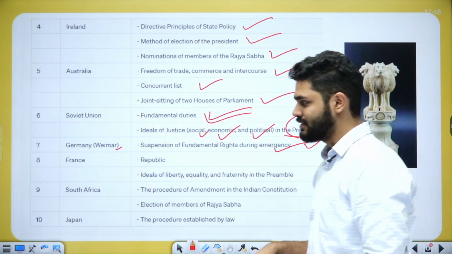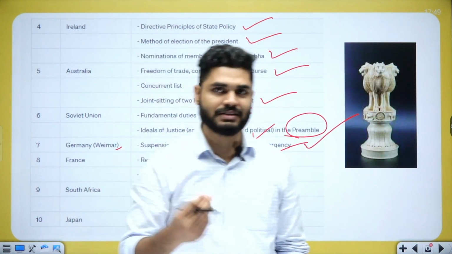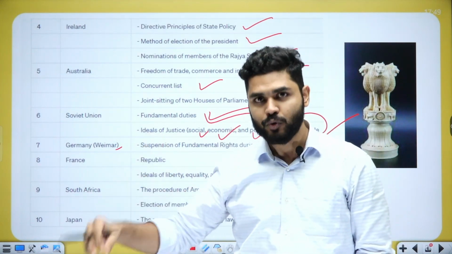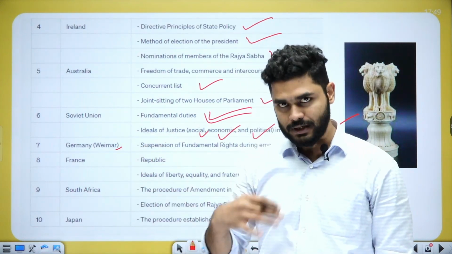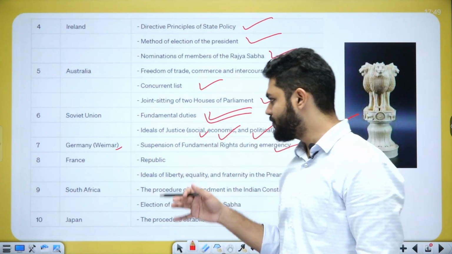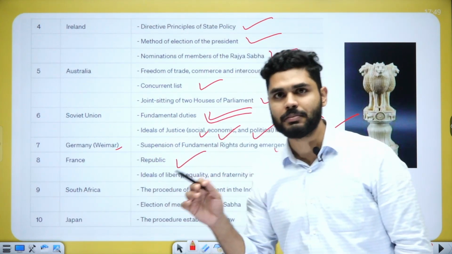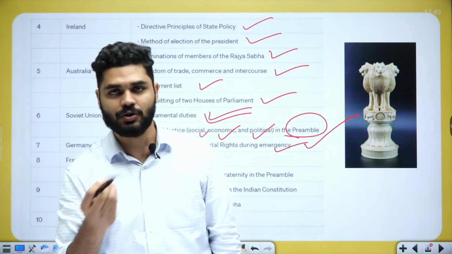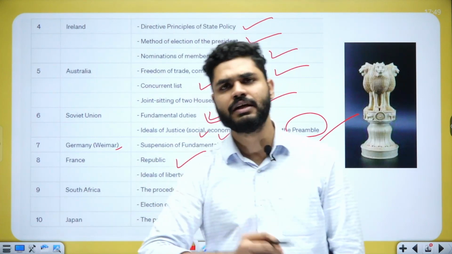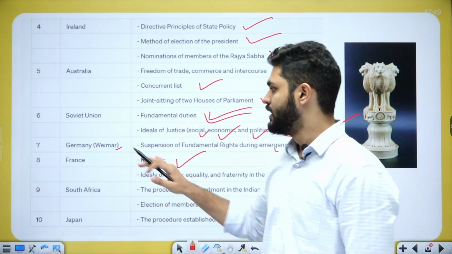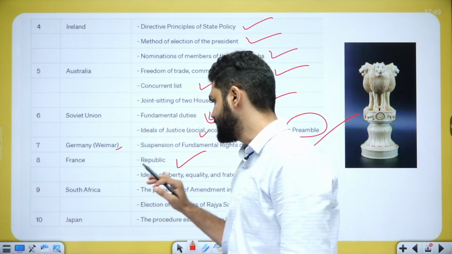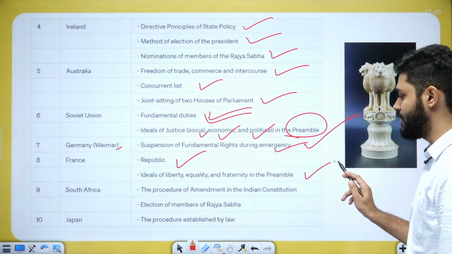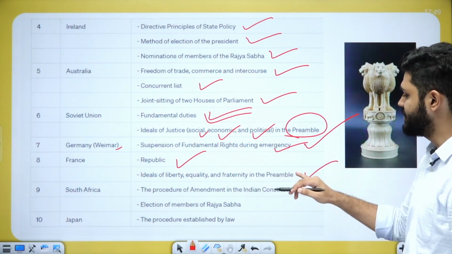Okay. France is the mother of revolution. The French Revolution is the mother of all revolutions, and it laid the foundation of the modern socio-political setup in the whole world. So from France we took the idea of republic. The idea of republic is when the head of the state is an elected one. Okay, it has not been nominated. There is an election, be it direct election or indirect election, but there is a head of the state in France. Then the ideals of liberty, equality, fraternity in the preamble, we all know that it is there, and it has been taken from France.